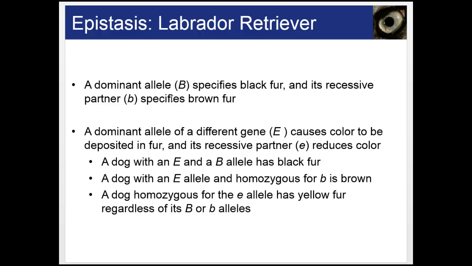A dominant allele of a different gene, we'll call that gene E, causes color to be deposited in the fur. And the recessive partner, little e, reduces the color. So a dog with a big E and a big B allele has black fur, because those are dominant. Remember, when you're dominant, you only need one copy of that allele to express the trait. A dog with a big E and homozygous for little b is actually brown, because not as much pigment is laid down.